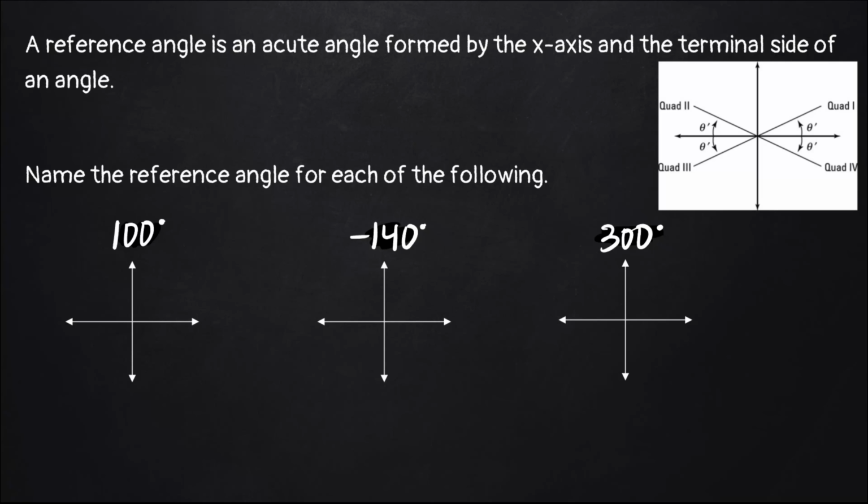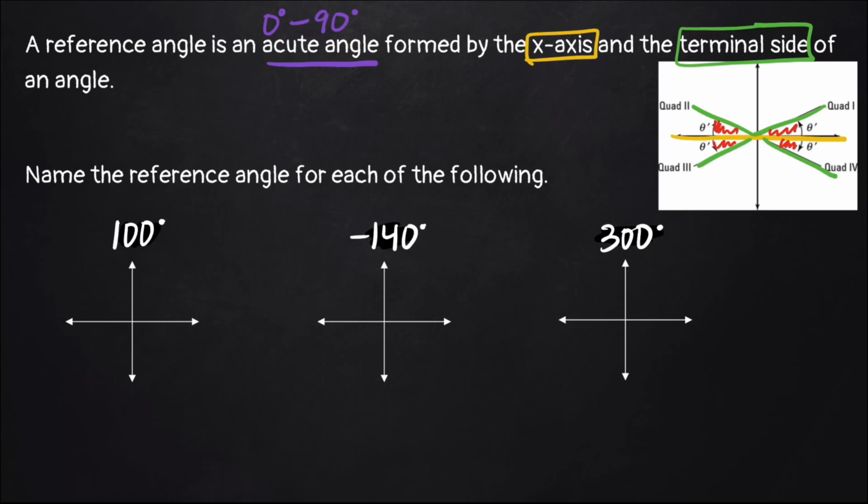Okay, here we're going to look at reference angles. Now, reference angles are acute, right? So we know they're between 0 and 90, so they're less than 90 degrees. They are formed by the x-axis and the terminal side of your angle. So let's say you have terminal sides here, here, here, or here. These would be your reference angles.